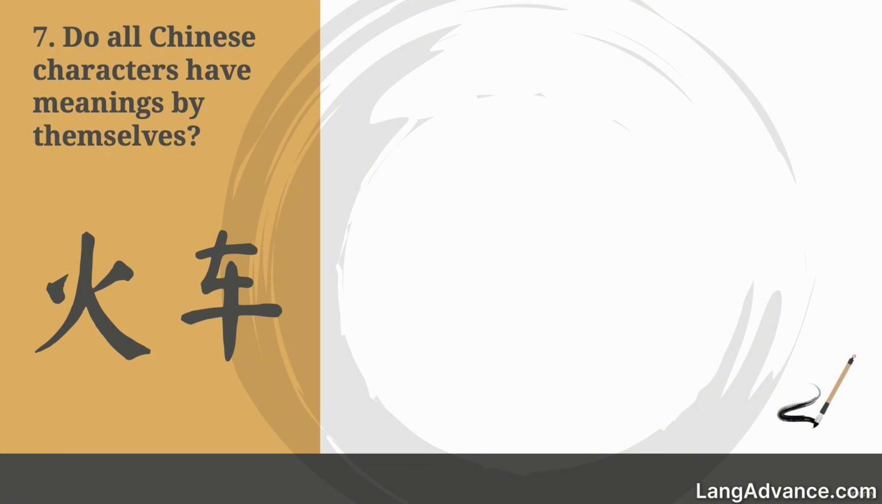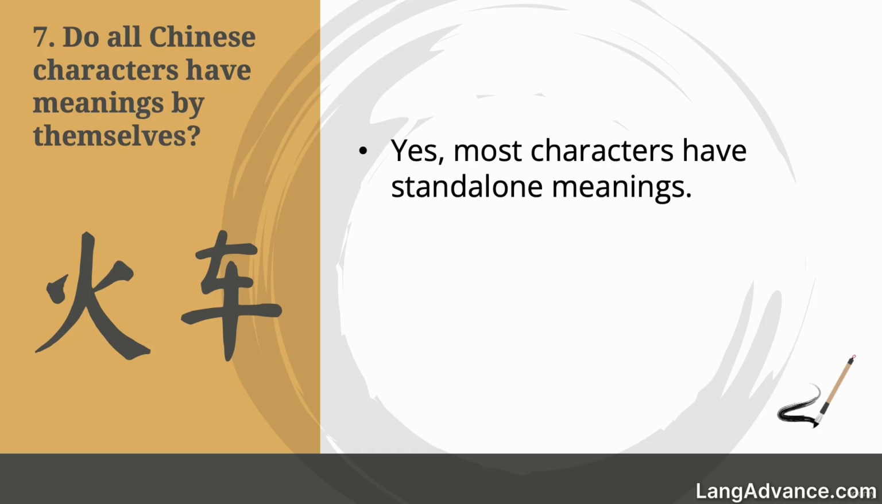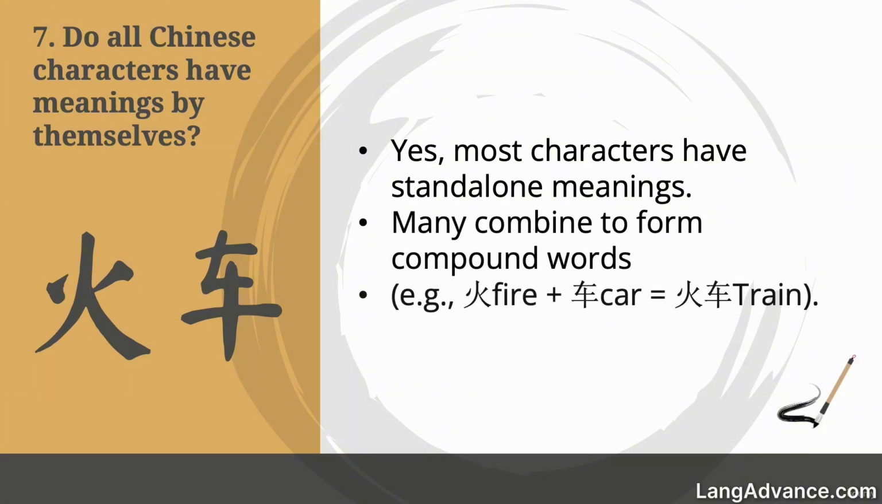Do all Chinese characters have meanings by themselves? The answer is yes. Most characters have stand-alone meanings. However, many characters are also used in combination with others to form compound words. For example, the character 火 means fire, but it can combine with other characters like 车 to form 火车, that means train. Fire and car, that makes train, 火车.